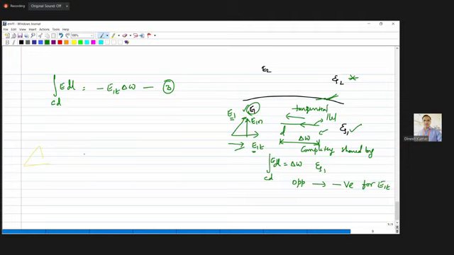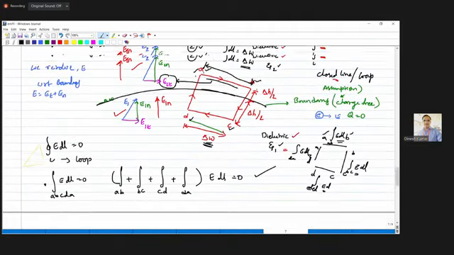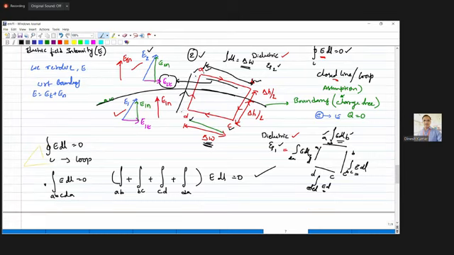And finally, we are going with the last conductor. What is that last conductor here? The last conductor is from D to A.